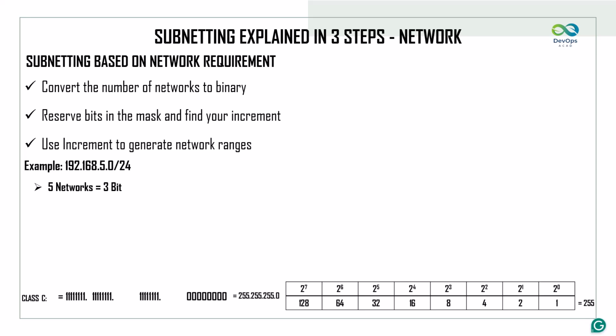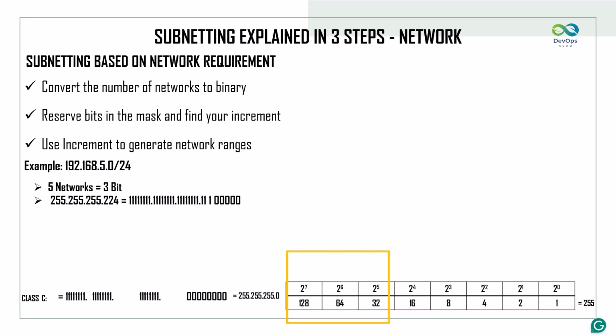So I need 5, but 2 to the power of 3 would give me 8. That is the closest to the number that I have, because 2 to the power of 2 will give me 4, which is below the requirement. So the next is 2 to the power of 3, which will give me 8. That is beyond the requirement, but of course, it's still within what I've been asked to do. So that would basically mean that I need 3 bits to get 5 networks. 3 bits. So follow me here.